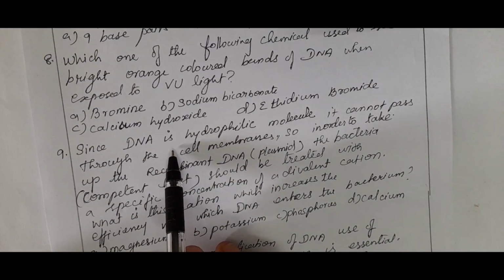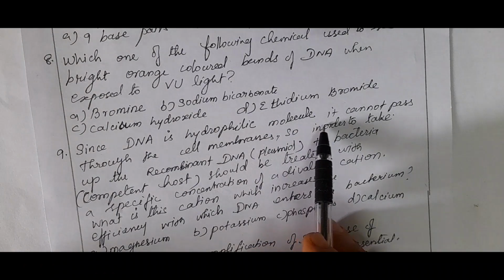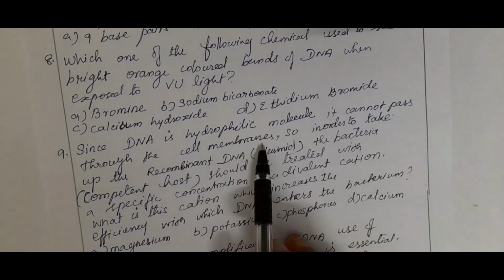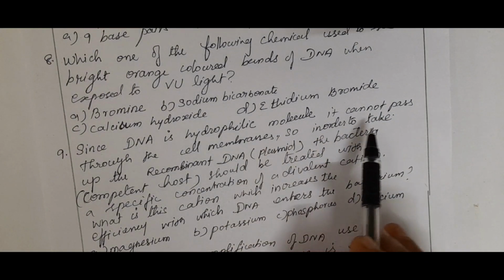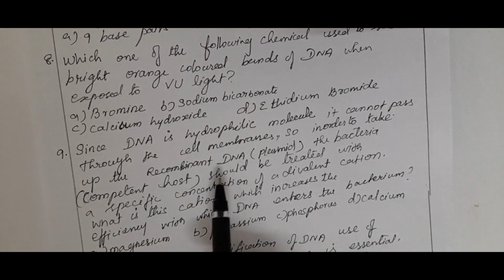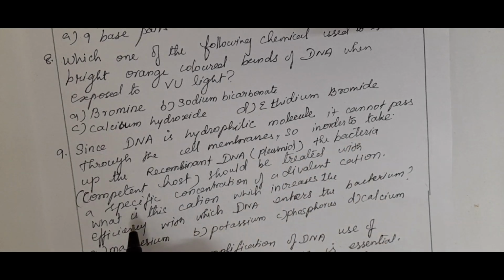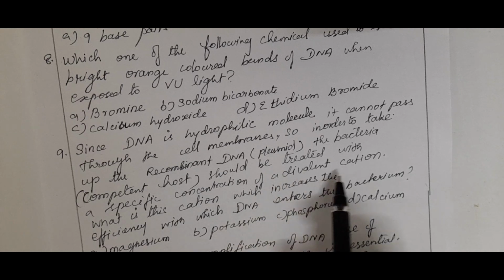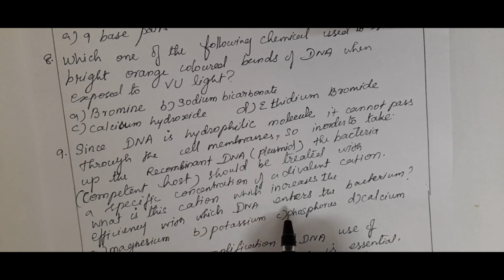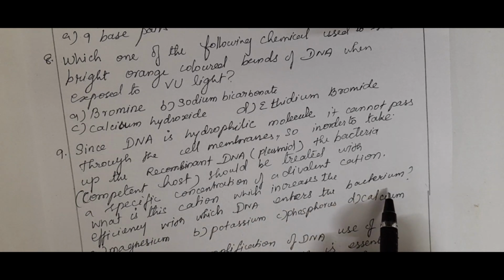Next question. Since DNA is a hydrophilic molecule, it cannot pass through the cell membranes. So, in order to take up the recombinant DNA, that means plasmid DNA, the bacteria, that means a competent host, should be treated with a specific concentration of a divalent cation. What is this cation, which increases the efficiency with which the DNA enters the bacterium?